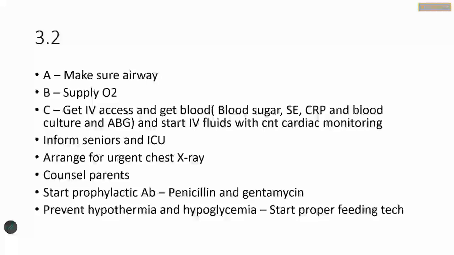And we have to get IV access, because I have approached this child according to the ABC. Then we have to get blood for certain investigations. This is a diabetic mother, so there is a high risk of hypoglycemia. So we have to get the blood sugar, and along with that we usually do serum electrolytes, CRP, and also we have to get blood for blood culture and ABG, because it can be sepsis.